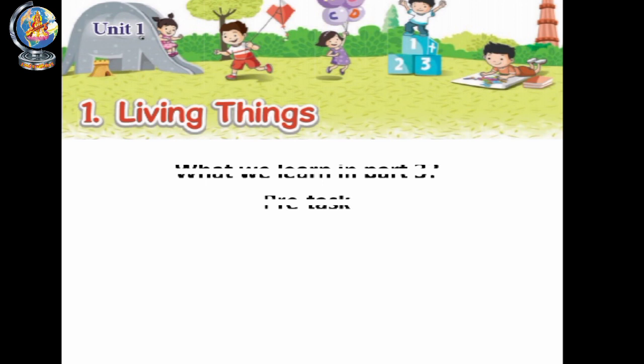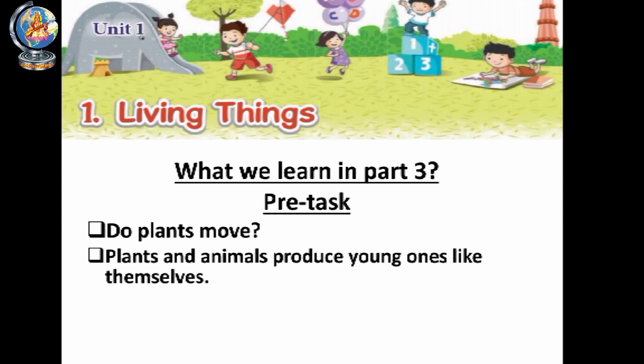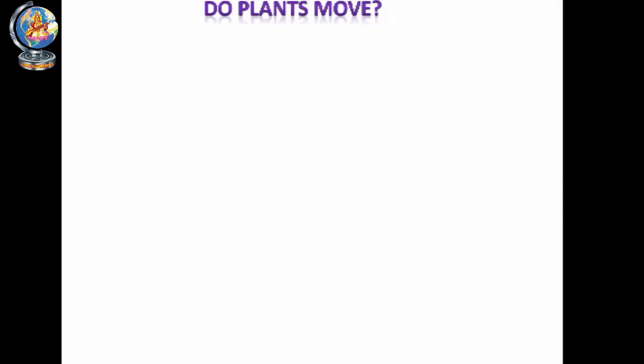Hello everyone. Before starting the fourth part of chapter 1, let's do some pre-task on what we learned in the third part of this video. We learned two topics in the third part: Do plants move? And plants and animals produce young ones like themselves. These two points we discussed in the previous part. Let's take a quick review of these two topics.